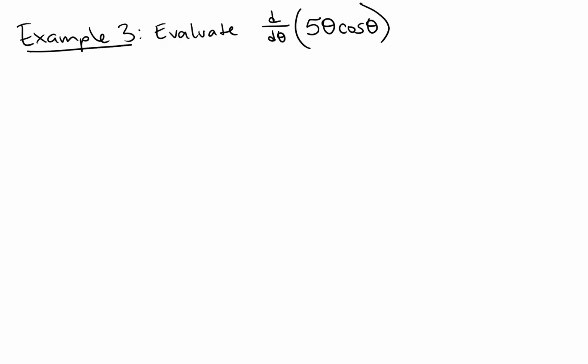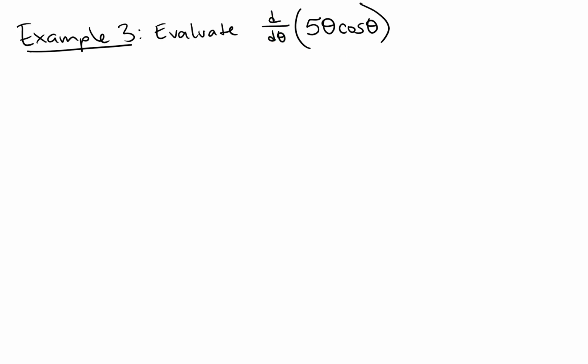All right, let's take a look at one more example where we would need to apply the product rule. So we want to evaluate the derivative of 5 theta times cosine of theta. Notice we have our d theta operator in front, so we didn't have to define this function as y equals or f equals or anything like that. That d theta operator is telling us to take the derivative of whatever is next to it with respect to the variable theta, which is the theta used for this expression.